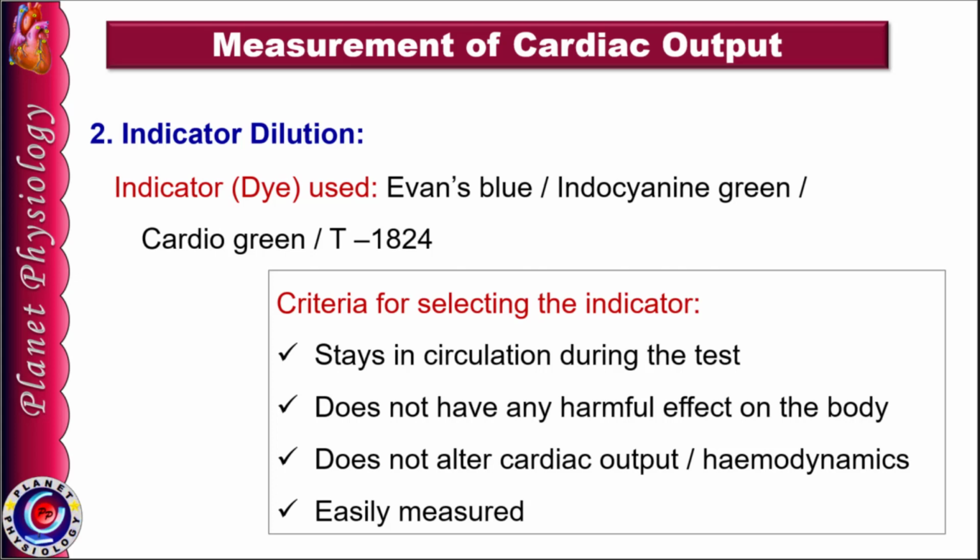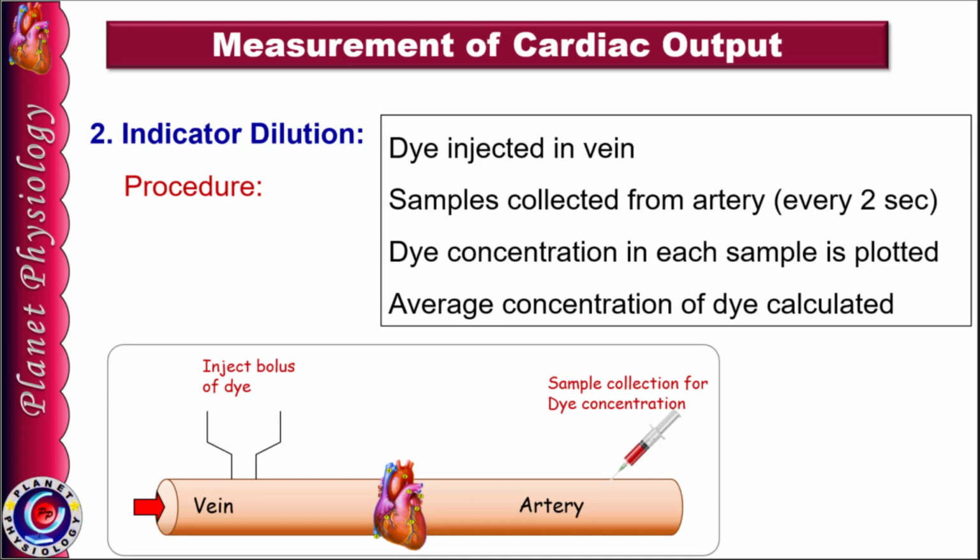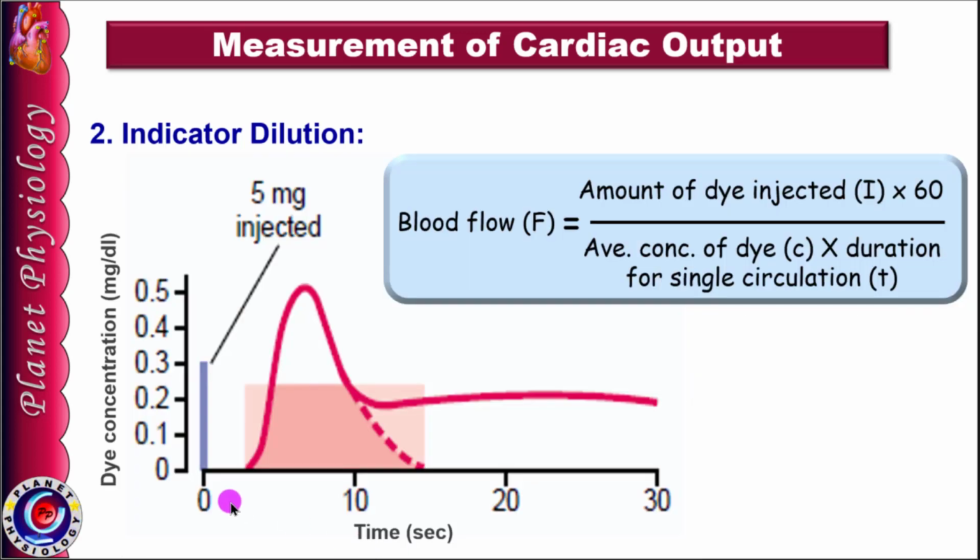Now let us see the procedure in brief. A known volume of dye is injected in the vein. It passes through the heart and enters the artery. Blood samples are collected from the artery at every 2 seconds interval. The dye concentration in each sample is plotted and its average concentration is calculated. The values are substituted in the formula to calculate cardiac output.